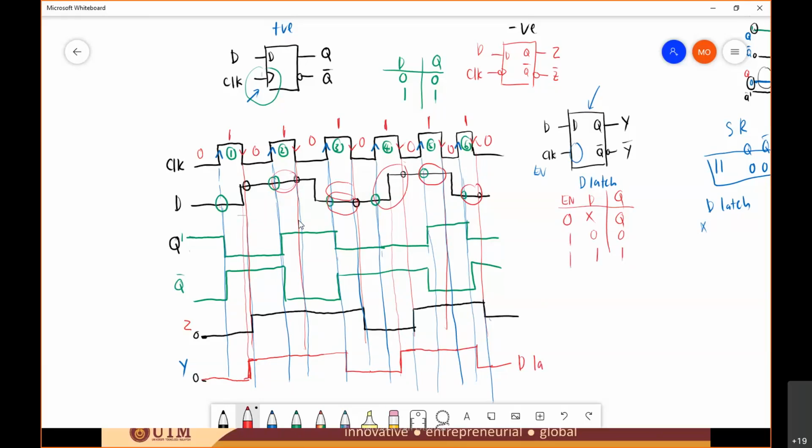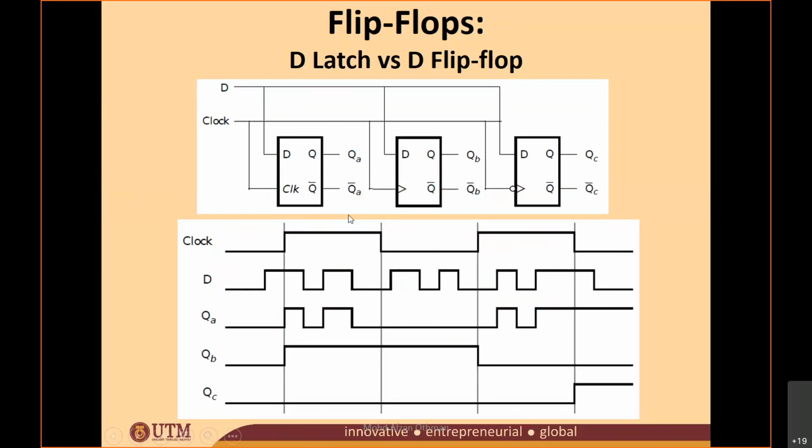Okay, so this is the D latch, and this is the D flip-flop with negative triggered. And this is the output for D flip-flop with positive edge triggered. Okay, so the output will be different, according to the input and clock input source. Okay, so you can try this at home later. I'm not sure whether the answer is correct or not. Okay, if it's wrong, you correct the answer.